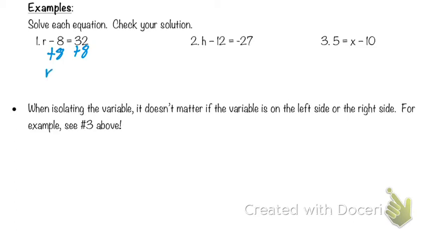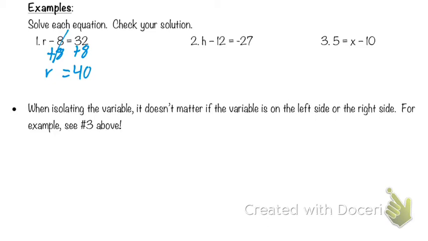Do I have to write r plus 0? No. I can just write r. And now I can write equals and then say, on the right side, what's 32 plus 8? 40. So r equals 40. And those 8s end up zeroing out. We learned about that, the additive inverse. Any number plus its opposite. So negative 8 plus its opposite, positive 8, would give 0.